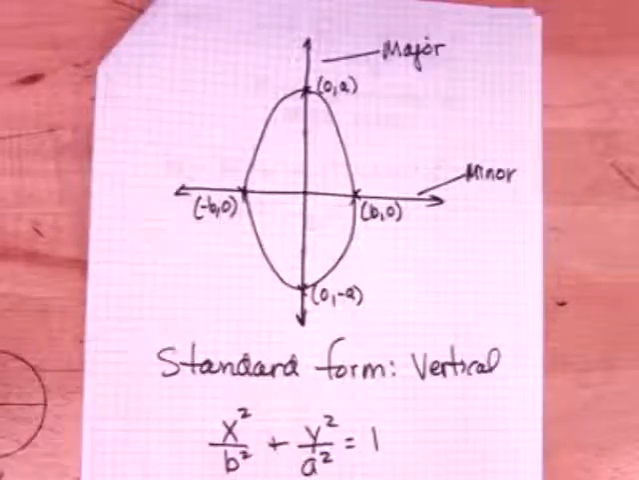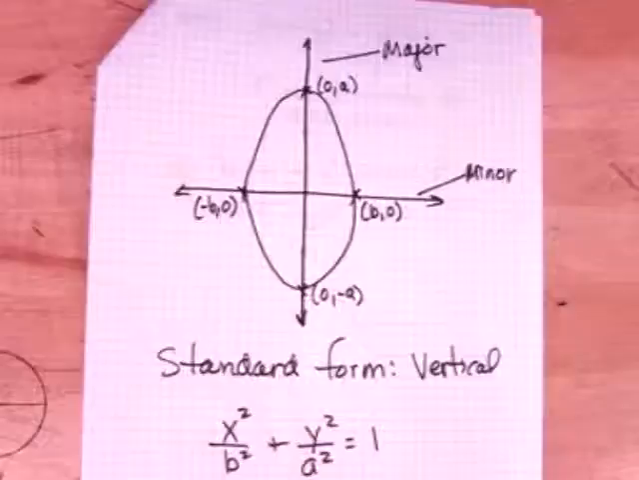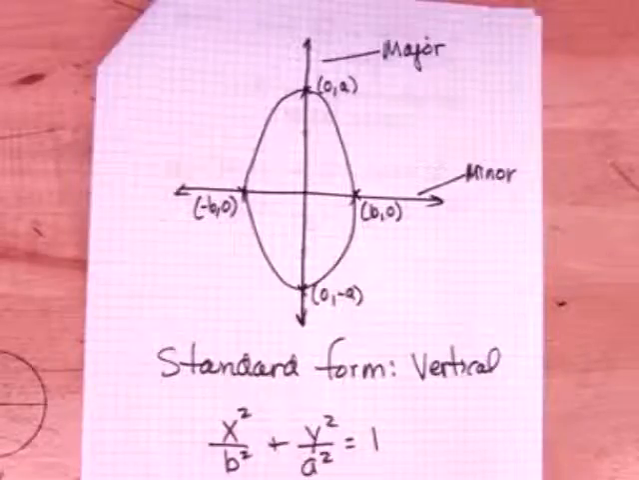So if the previous ellipse was horizontal, this one is vertical. The vertices always stay with the major axis. The co-vertices always stay with the minor axis. The major axis is the longer one. So in this ellipse, which axis is the major one? The y-axis. And the minor axis is the x-axis.